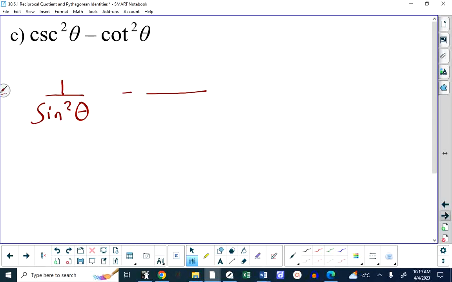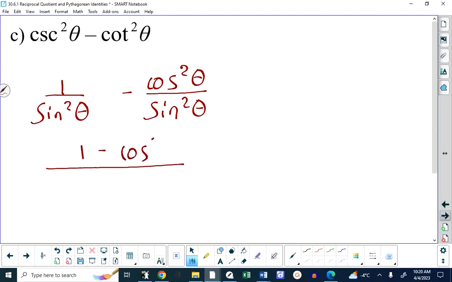I mean, tangent is sine over cos. Cotangent is cos over sine. So cotangent squared is cos squared over sine squared. We caught a very lucky break here. We have a common denominator. We can put these together. So I'm going to pause there. Any questions so far? How many of you see this is equal to 1?